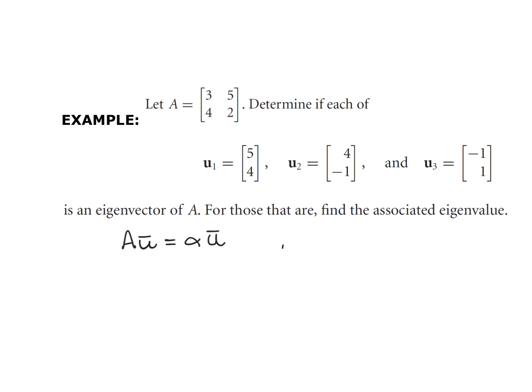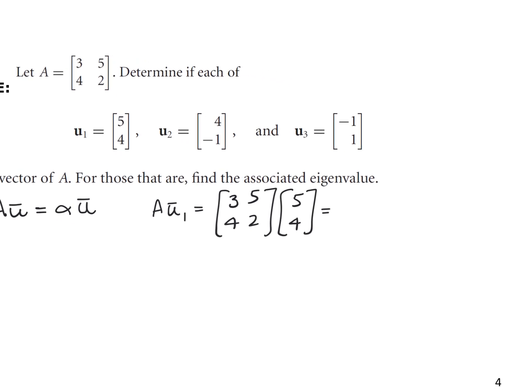So let's start with A multiplied by u sub 1. This is going to be equal to 3, 5, 4, and 2 multiplied by 5 and 4. When I do this, I end up with 35 and 28, which is 7 multiplied by 5 and 4. So yes, u sub 1 is an eigenvector, and the eigenvalue happens to be 7.